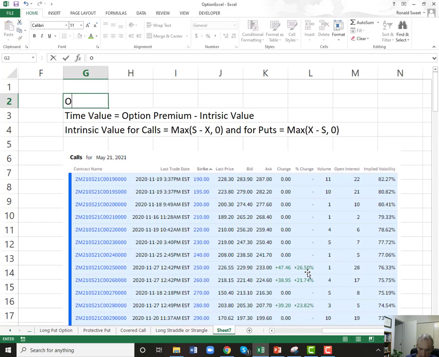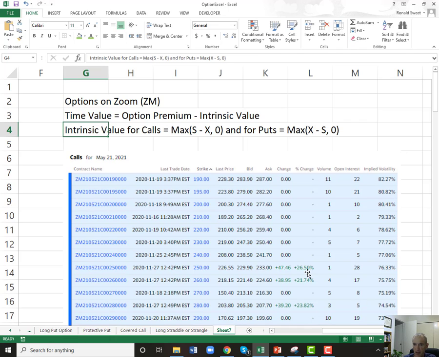So here are options on the stock Zoom. Ticker is ZM. And we want to calculate time value. Remember, time value is the option premium minus its intrinsic value. Remember, the intrinsic value for calls is the max of the current stock price minus the strike on the option and 0. So if it's a negative number, its intrinsic value is just 0. So if you're out of the money, the intrinsic value is 0. For puts, it's the same thing except you do strike minus the stock price.